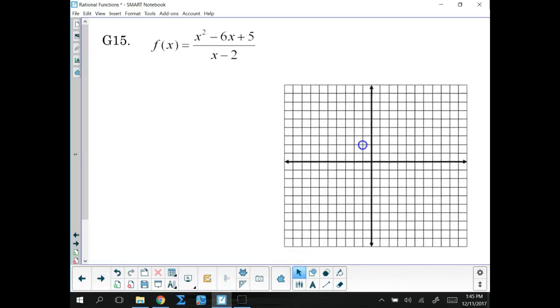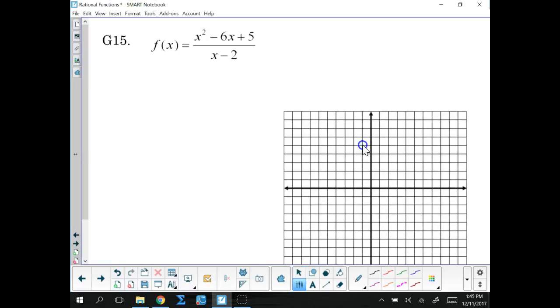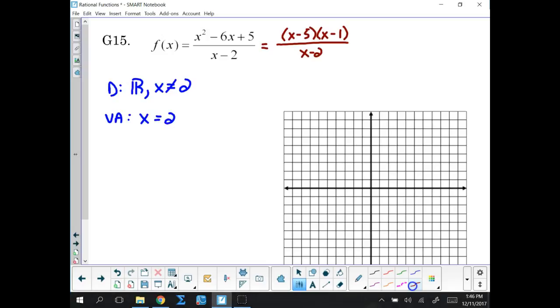Move this down a little bit. And I'm going to say that this is really (x minus 5)(x minus 1) all over (x minus 2). Okay. So my domain is all real numbers, but x cannot equal positive 2. Right? Simplifying, I already did the simplifying. It's kind of a step 0 instead of step 1.5. Nothing canceled out. So that means my vertical asymptote here is x equals positive 2.